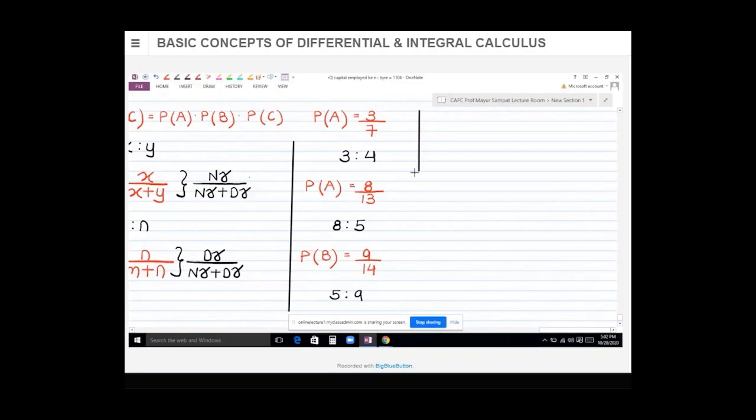Probability of B, which is equal to 6 by 11. This is the against. So odds against B will be odds... it will be 5:2.